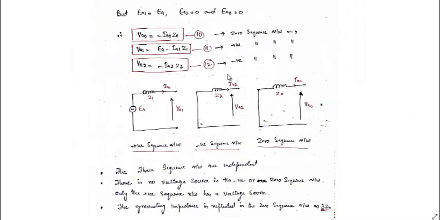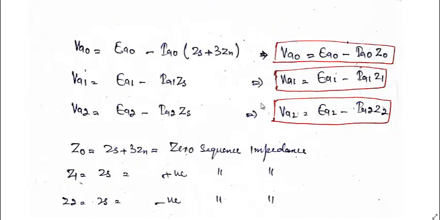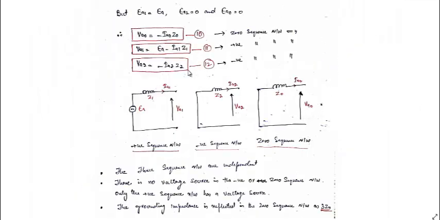Now we'll come back to this. So it means that the positive generator voltage is EA, the negative sequence generator voltage will be zero, and the zero sequence generator voltage will also be zero. So for our voltages, which we have written over here, this will be zero, this will be zero, and this will be equal to EA, the actual generator voltage. So VA0 will be equal to minus IA0 Z0, that is the zero sequence network equation. VA1 is equal to EA minus IA1 Z1, that is the positive sequence network equation. Similarly, VA2 is equal to minus IA2 Z2, that is the negative sequence network equation.